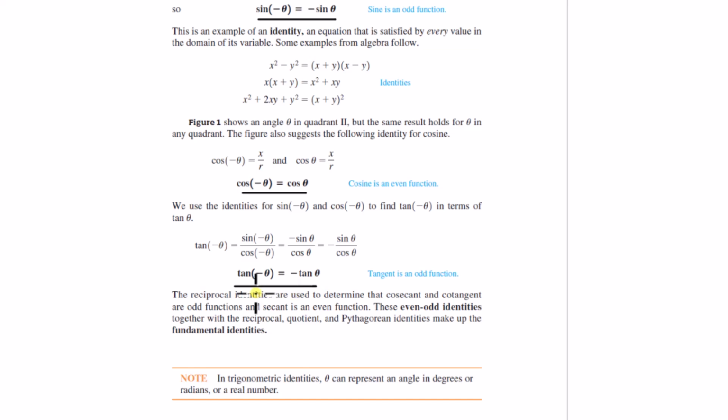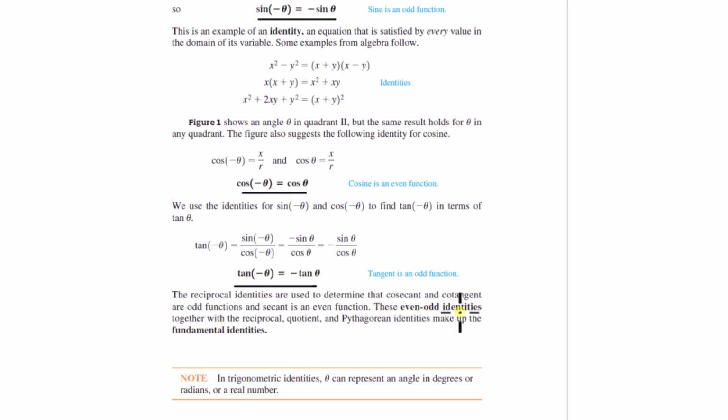Okay, and then we know that secant was even, cosecant was odd, cotangent was odd. So we're going to put all of those in the list of trig identities. These are called the even-odd identities, just from the fact that they're even or odd functions. All of the trig functions have a symmetry, an even or an odd symmetry.